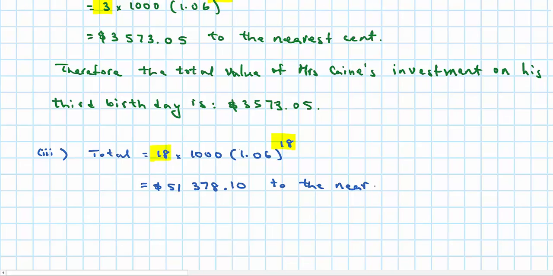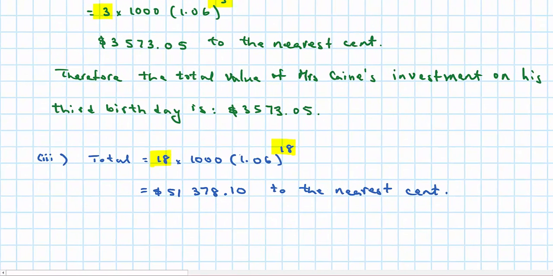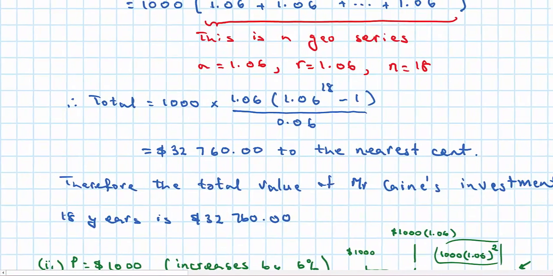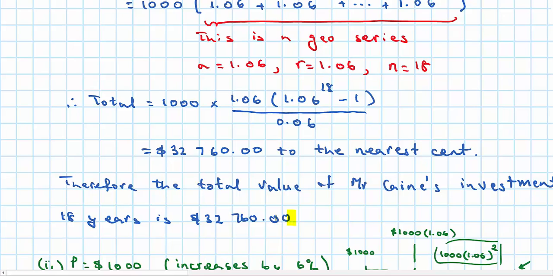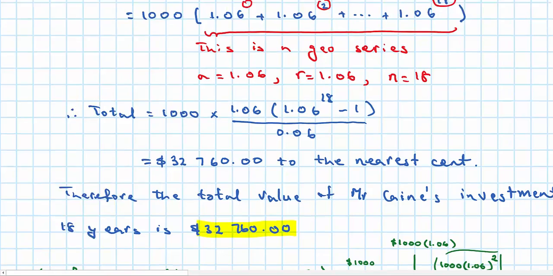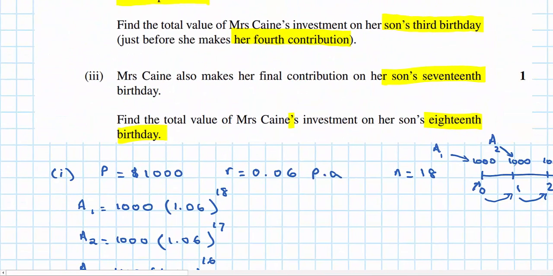And as always, we need to finish with the sentence. Now we can see the significant difference between the two amounts, 51,378 as opposed to 32,760. But the question didn't require that comparison.